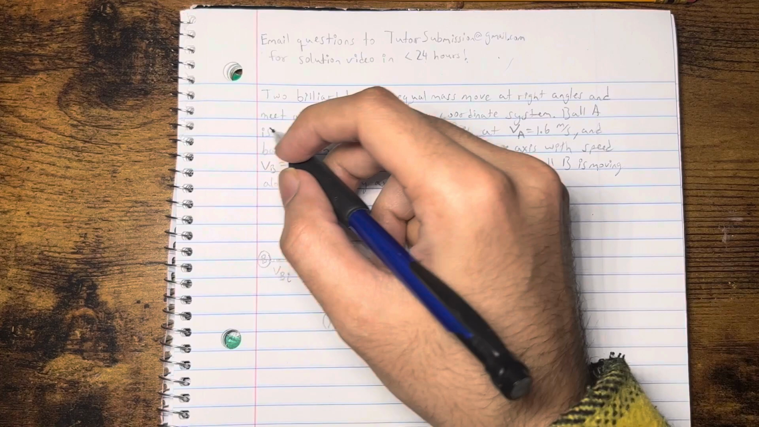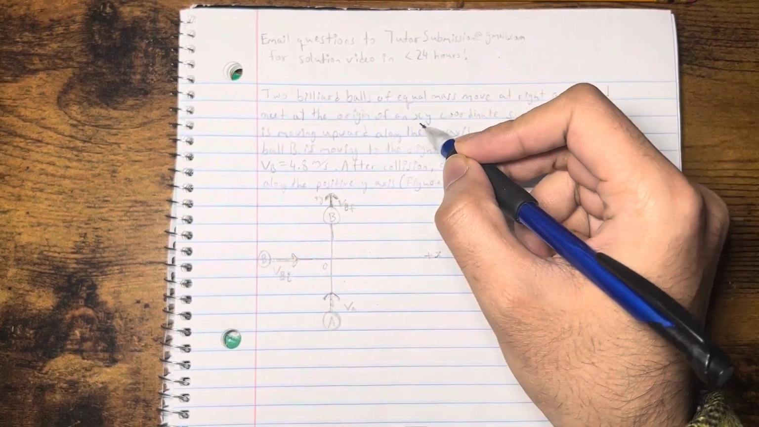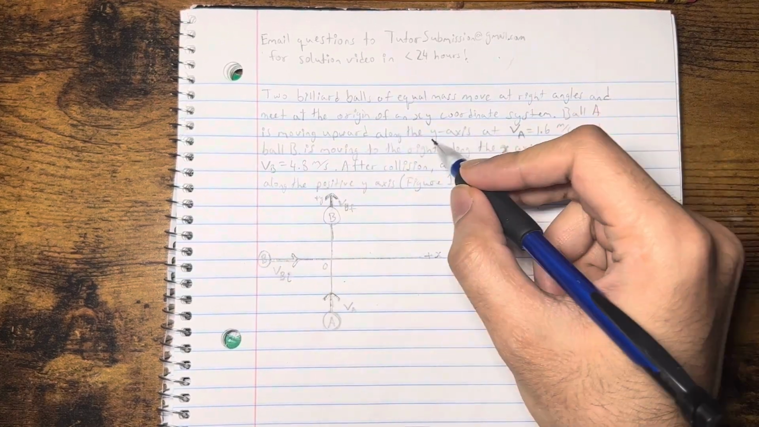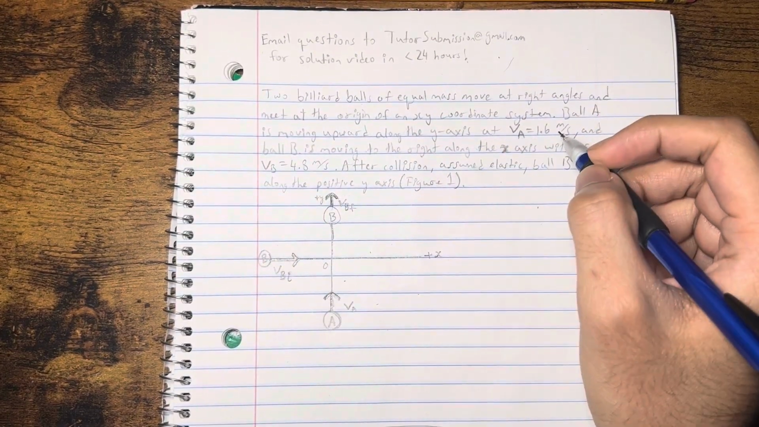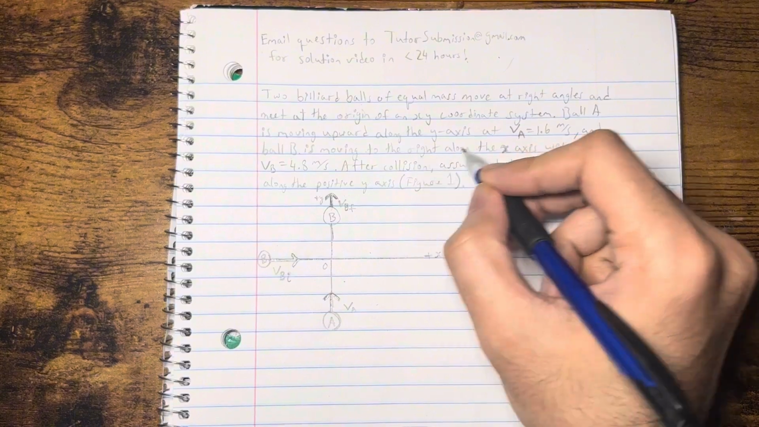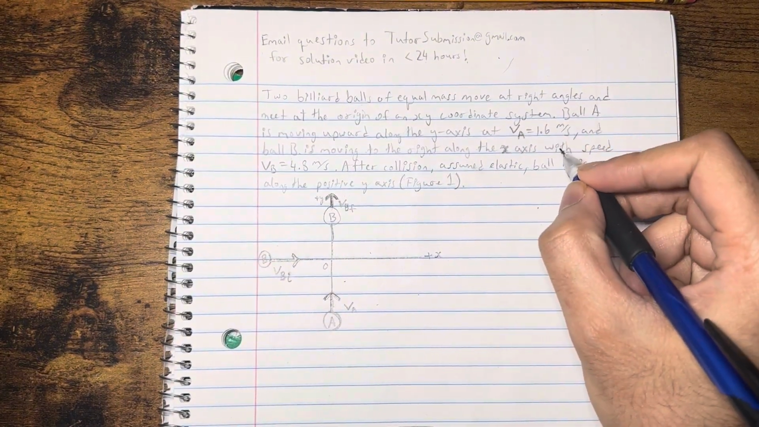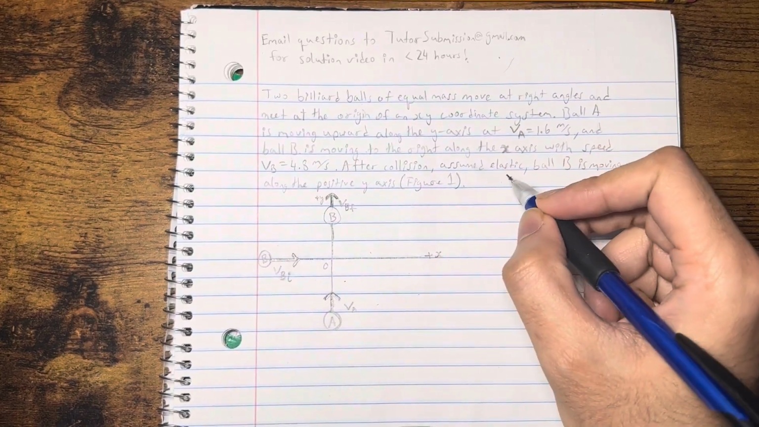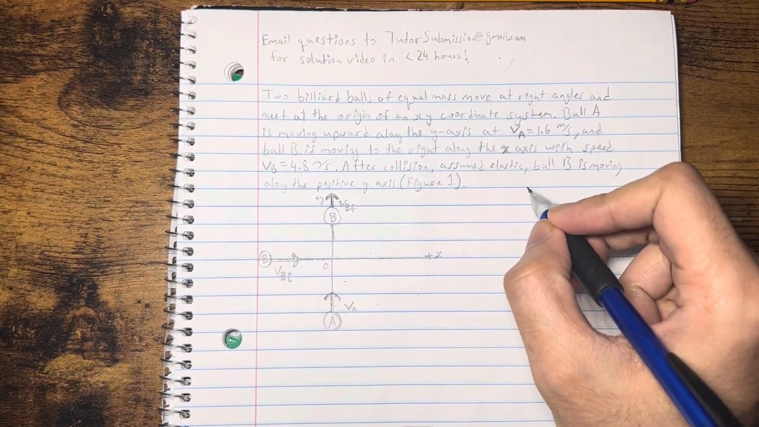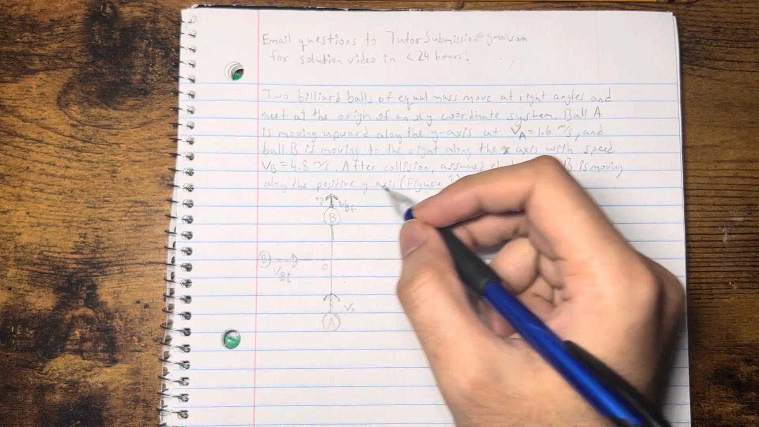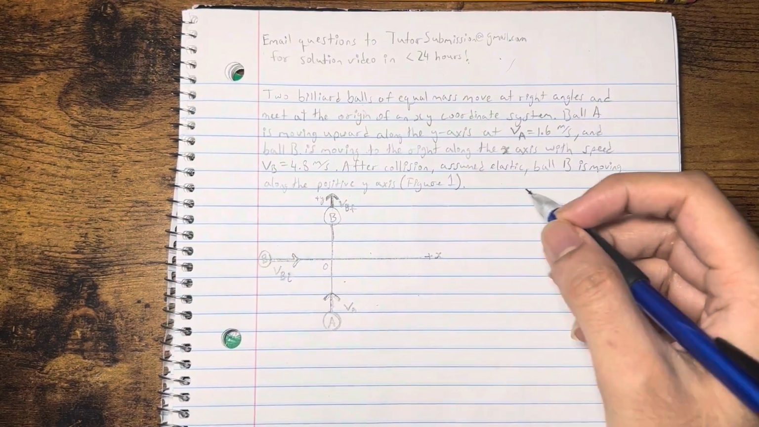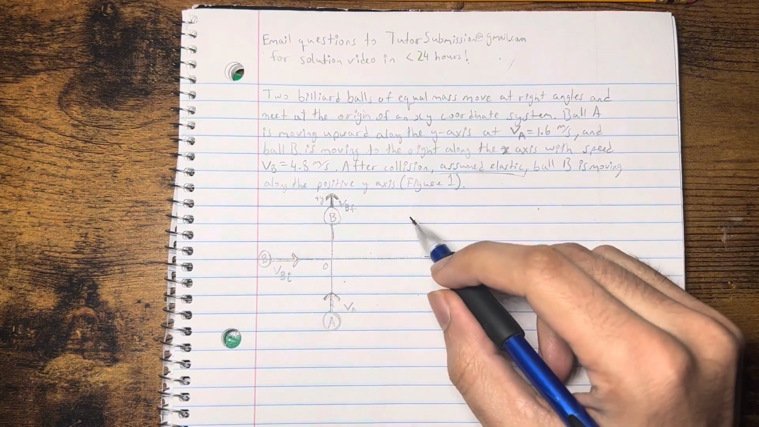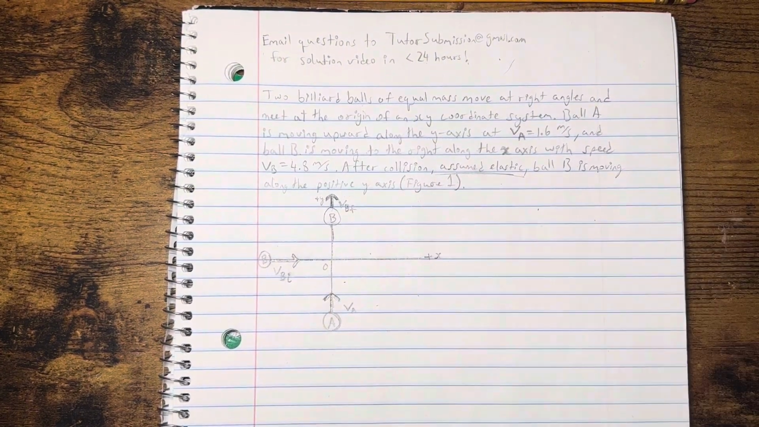So the question we have here is two billiard balls of equal mass move at right angles and meet at the origin of an XY coordinate system. Ball A is moving upwards along the y-axis at 1.6 meters per second, and ball B is moving to the right along the x-axis with a speed of 4.8 meters per second. After the collision, assumed to be elastic, and this is important, ball B is moving along the positive y-axis, as can be seen in the figure.